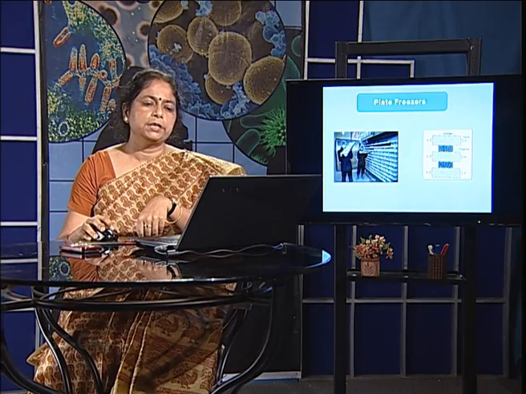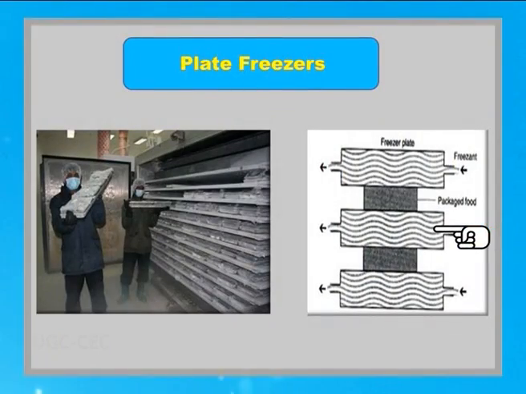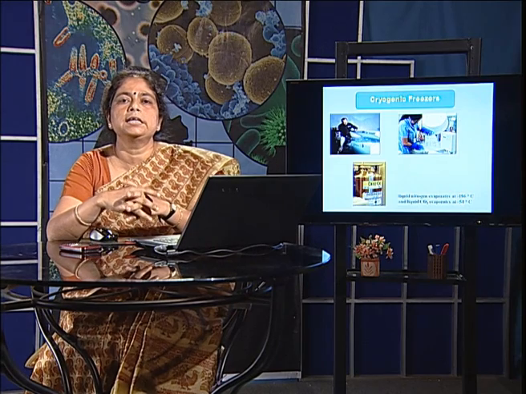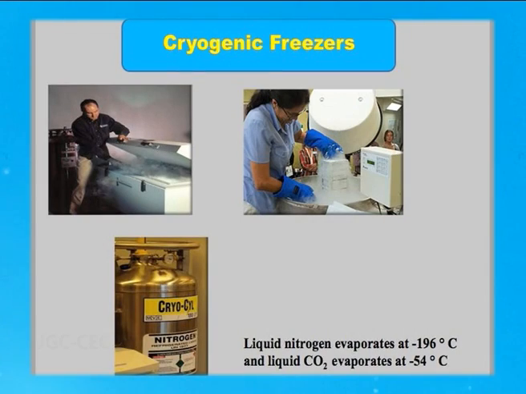There's another freezer kept in the industry and that is called plate freezers. In the case of plate freezers, we have frozen plates which are stacked one upon the other. And between these two frozen plates, we keep the packaged food material which is going to be preserved. So the food materials should be packaged before going for preservation in the case of the plate freezers. Here we can see the picture of the plate freezers which are again maintained at extreme low temperature. And the third type of freezers is called cryogenic freezers, where an extremely low temperature of minus 190 degrees Celsius can be maintained.